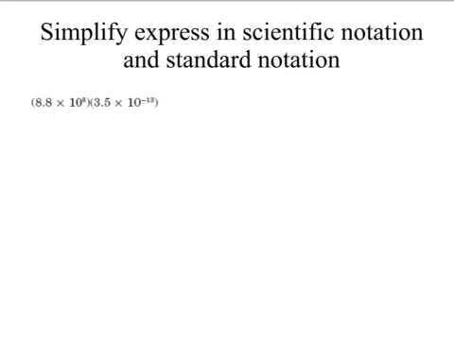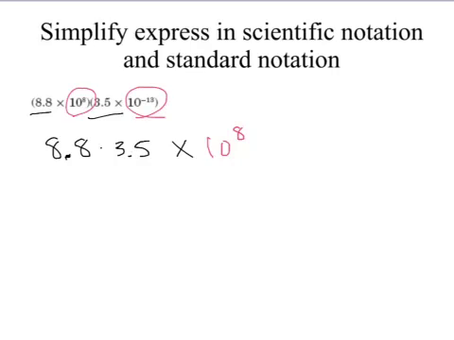So here we have an example. It's 8.8 times 10 to the 8 times 3.5 times 10 to the negative 13. So what I'm going to do is sort of rearrange things. I am going to take my non-10 numbers, my 8.8 times my 3.5. I'm also going to take my 10 to the 8th times my 10 to the negative 13.